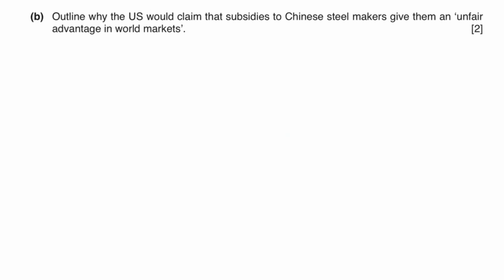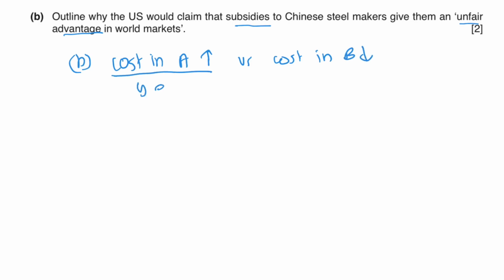So the second question says, outline why the US would claim that subsidies to Chinese steelmakers give them an unfair advantage in world markets. So the argument when it comes to free trade is that if the cost of producing a product in one country is higher than the cost of producing that same product in another country, then this country has lower efficiency. And therefore, country B should have a comparative advantage.